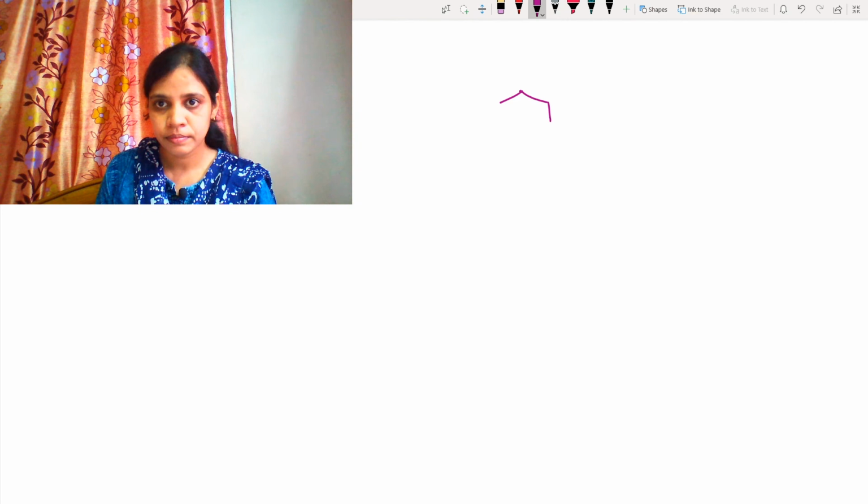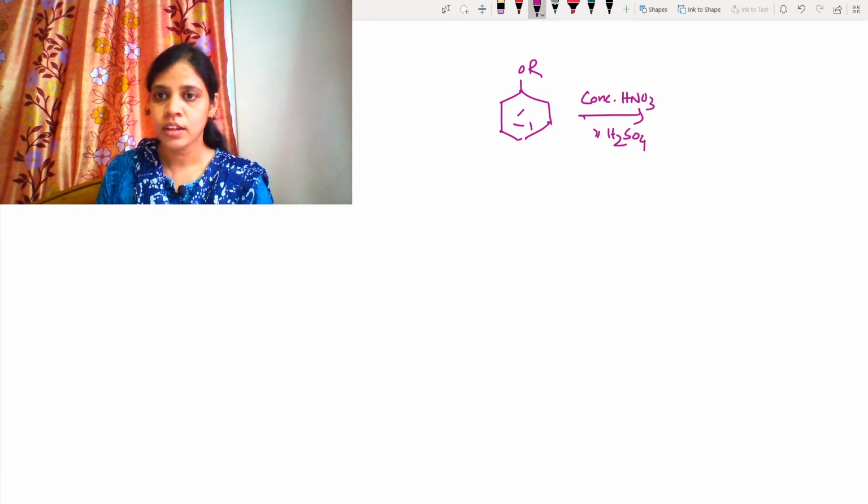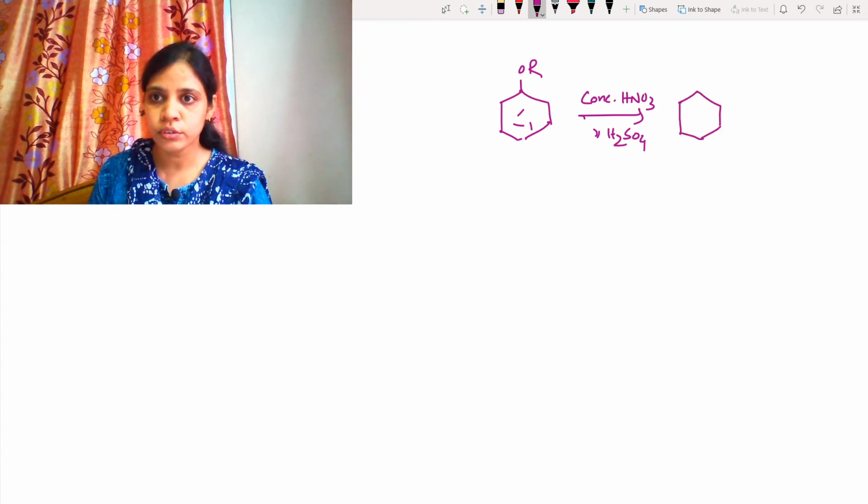Similarly, if we do the nitration of aromatic ether, for nitration we use concentrated HNO3 and concentrated H2SO4. Here NO2 plus is the electrophile, and similarly to the previous one we get ortho-nitro alkoxybenzene and para-nitro alkoxybenzene. Okay, and the para product is the major one.